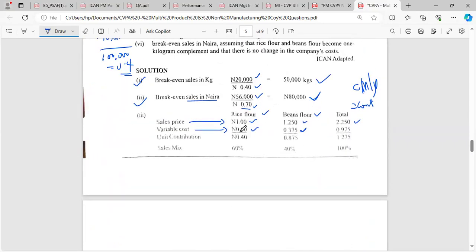So sales minus variable cost equals contribution. Does that make sense? Total contribution is 1.275. Now we need to get our sales mix.